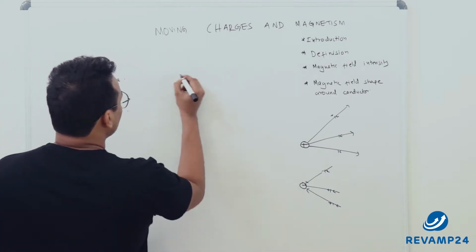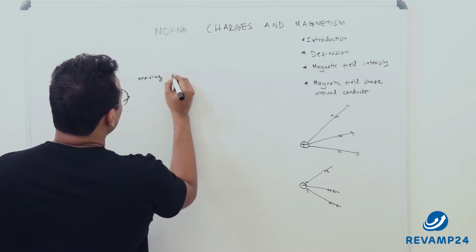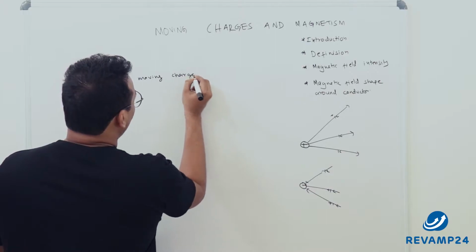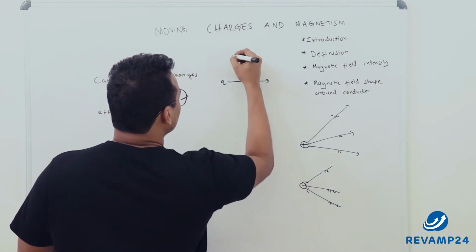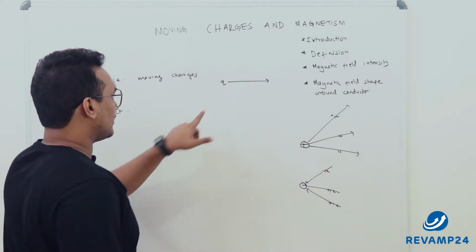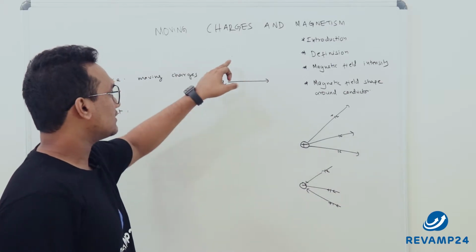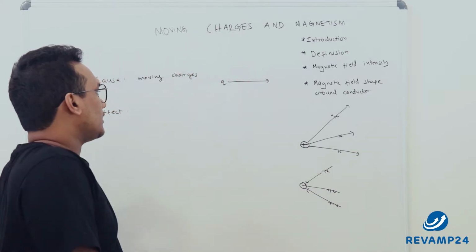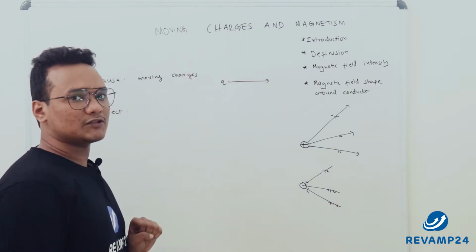So, for example, moving charges. It can be any charge, positive or negative. When a charge Q moves in space, it will produce a magnetic field around it. And what will be the effect when a magnetic field is produced?